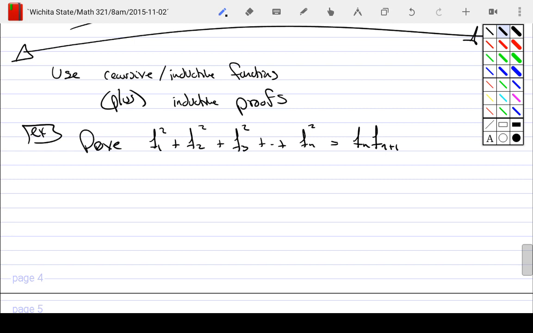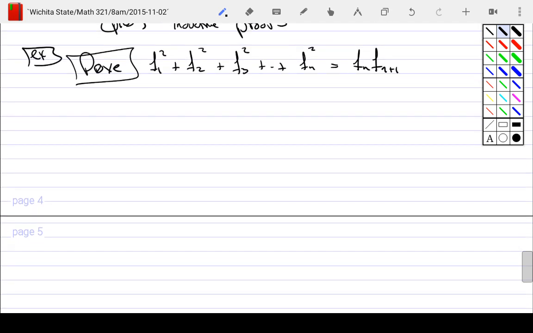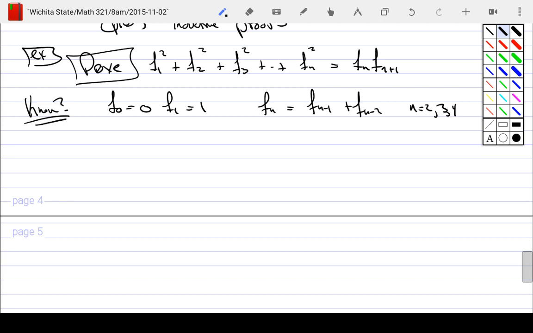Now, how do I prove that? If I'm going to prove this statement, again, what do you know? I know that f sub 0 is 0, I know f sub 1 is 1, and I know that f sub n is equal to f sub n minus 1 plus f sub n minus 2 for n equal to 2, 3, and 4, and so on.